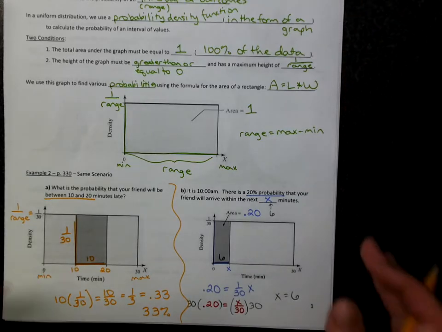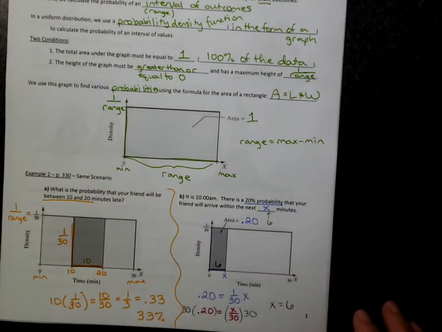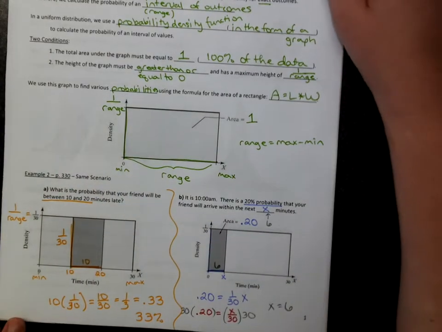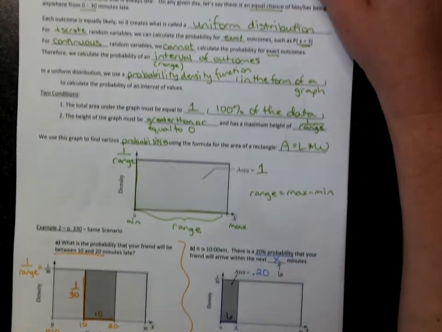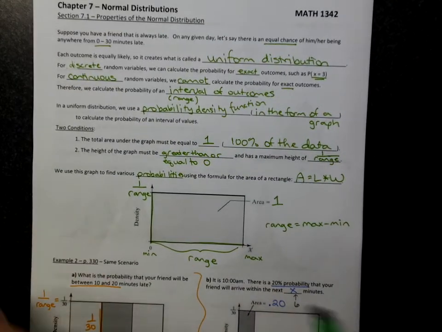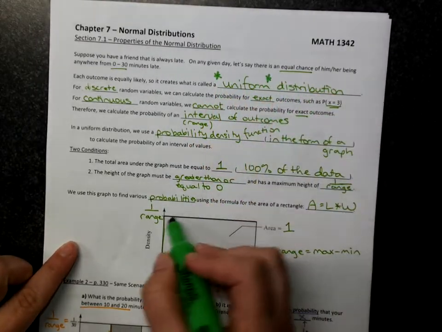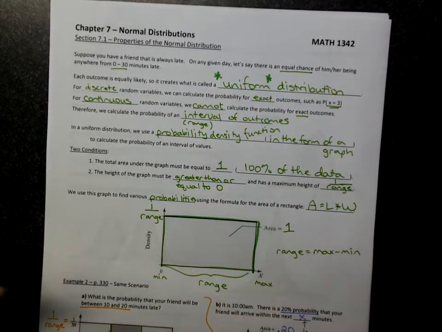All right, so that's uniform distributions. You'll have a couple homework questions and maybe one test question over uniform distributions. If you see the word uniform, that's what you're looking for. So we're looking for the word uniform, and that's when we know to draw the rectangle.